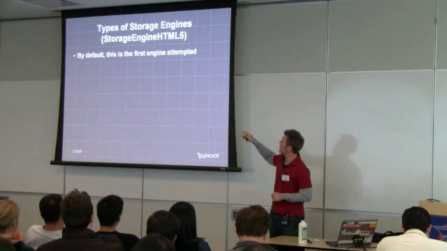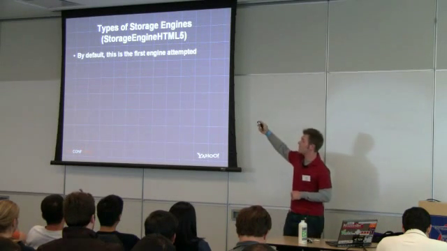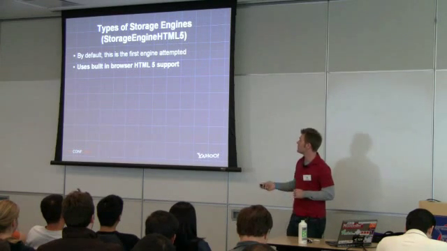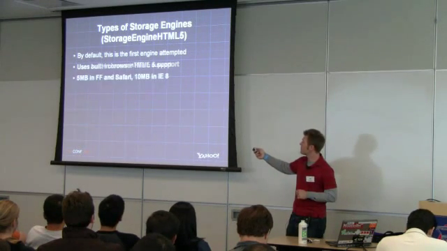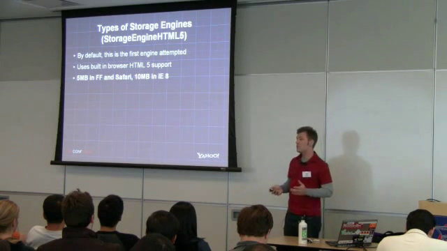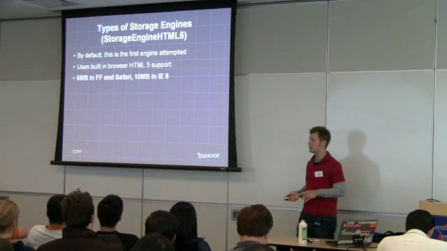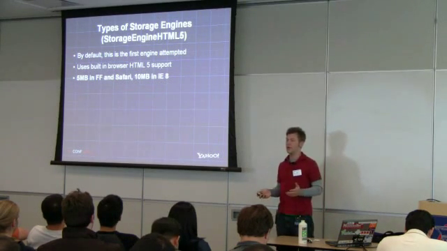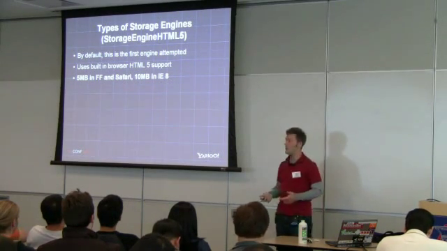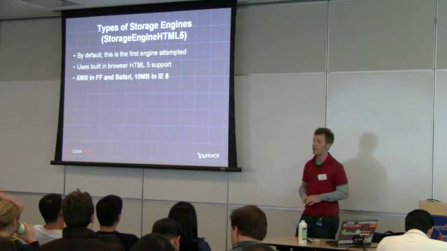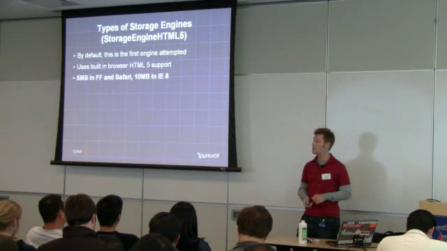The first engine attempted is the storage, or the HTML5 engine. It's going to use the built-in HTML5 support. This gives you 5 megabytes of storage in Firefox and Safari, and 10 megabytes of storage in IE. Since most applications should be built for the lowest common denominator, we're going to recommend that you only store up to 5 megabytes of data if you're using the HTML5 storage.